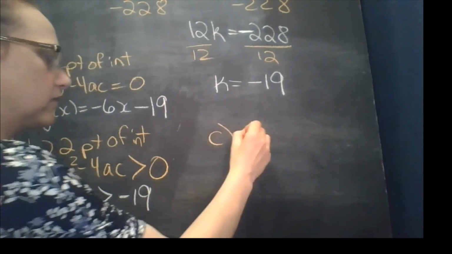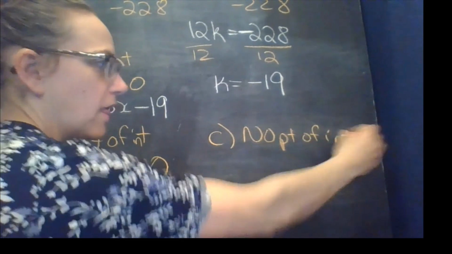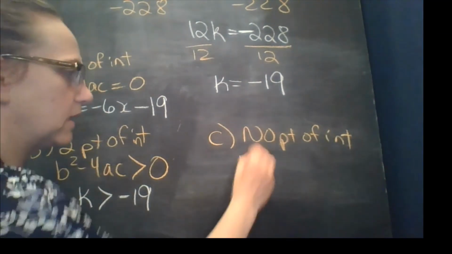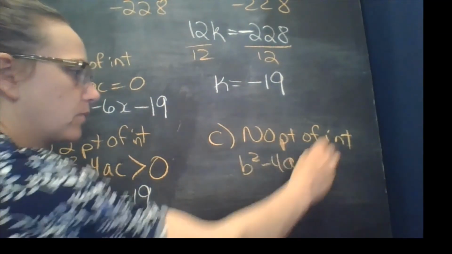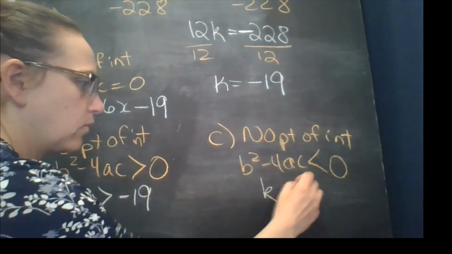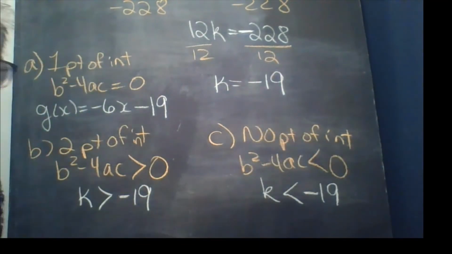And likewise, for no points of intersection, that would happen when my discriminant is less than 0. And again, that would be when k is less than negative 19. So we've solved.